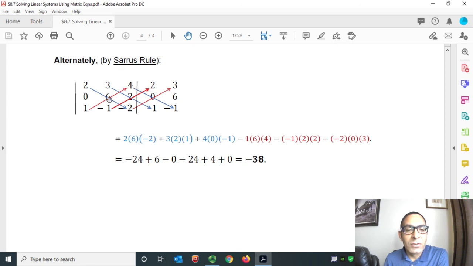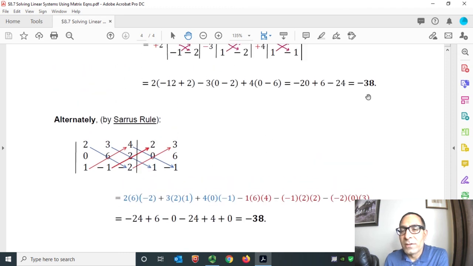red diagonals, I need to take the products. So 1 times 6 times 4. Next, minus 1 times 2 times 2. Next, minus from the formula, minus 2 times 0 times 3. Simplify. It turns out that this determinant equals negative 38, which you already found using another method.